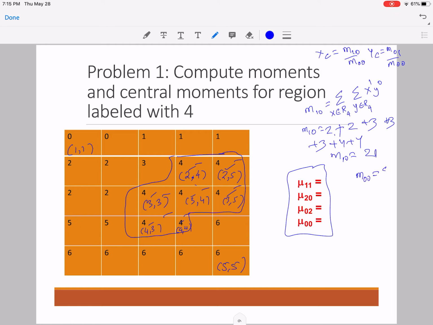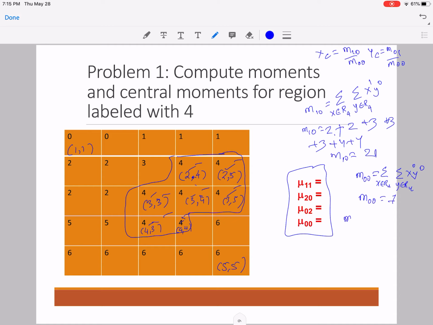m00 is just summation for all the x in this region, summation for all the y in this region, x to the 0, y to the 0. Essentially, I am just adding 1 to itself over this entire region. So I have 1, 2, 3, 4, 5, 6, 7. So if I were to add 1 7 times, I'll get m00 as 7.